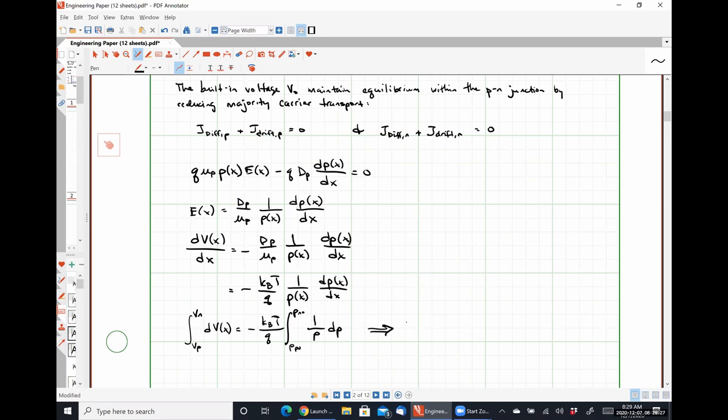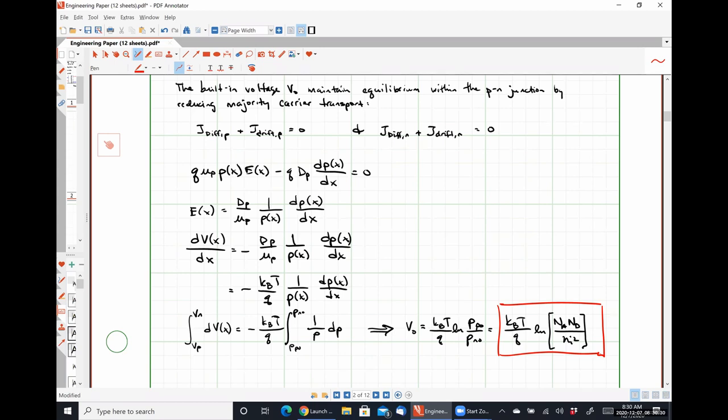And this gives me V naught is equal to kBT over Q times the natural log of PP naught over PN naught. And if I substitute in my values that we talked about at the beginning, finally, this gives me kBT over Q natural log of NA times ND over NI squared. This is our equation for the height of our barrier potential. And with this simple equation, you can now do the last two homework problems for homework set one.